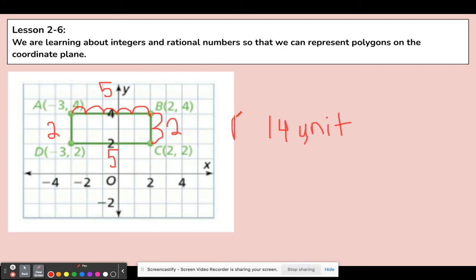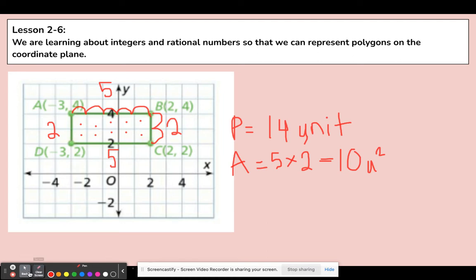Now, that's perimeter. Say we wanted to do area. You guys remember what area means to do with a rectangle? Area means multiply length times width. So our length is 5, our width is 2. 5 times 2 is 10. Okay, whoops, I hit the wrong button. So the area is going to be 10 units squared. That means it takes 10 squares. 1, 2, 3, 4, 5, 6, 7, 8, 9, 10. It takes 10 squares to fill up that figure.